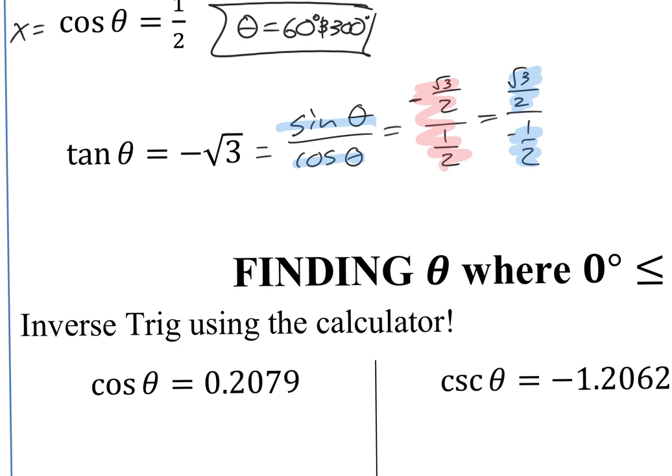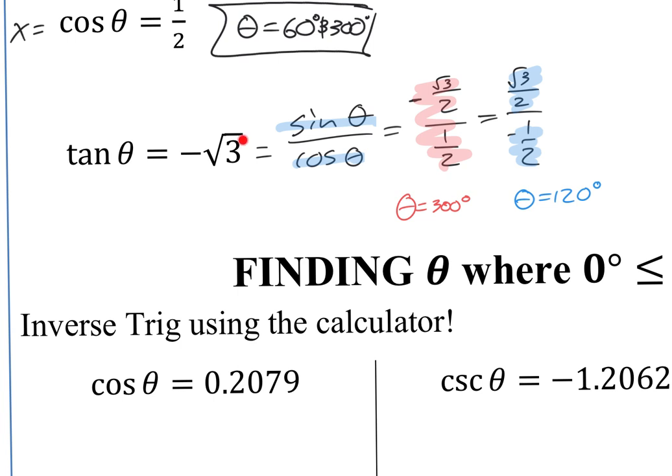Well, there's two scenarios on the unit circle where this happens. We get a negative square root 3 over 2 and a positive 1/2. That happens when our theta is 300 degrees. And then we get this second one, the one that I highlighted in blue. That happens when our theta is exactly 120 degrees. And those are the only two times we get that scenario.